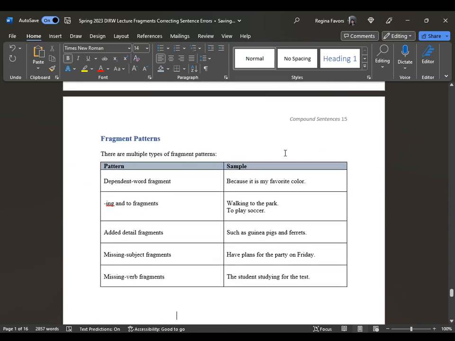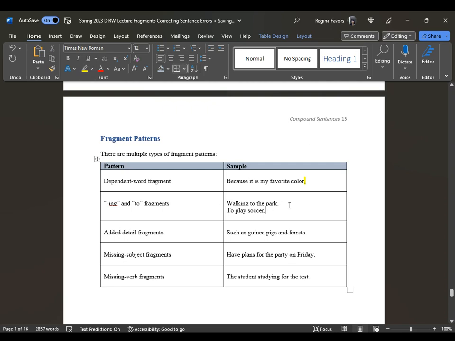So fragment patterns: you have dependent word, ing or to fragments, added detail fragments, missing subject fragments, missing verb fragments. I didn't do this before, so I'm just going to do it now. If you look at the dependent word, because it is my favorite color, immediately we want to add a period, because a lot of times we write the same way we talk. Instead of adding a period, we would need to drop that period and add a comma.